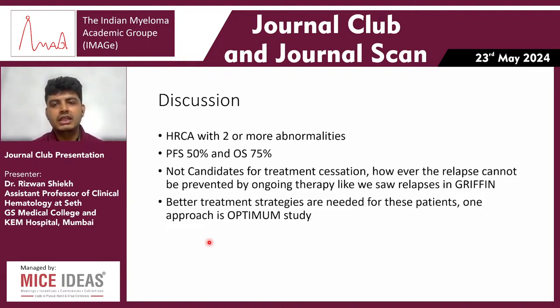So currently, the authors' conclusion was that we cannot give treatment-free remission to patients who have 2 or more abnormalities, because the PFS is around 50% and OS is 75%. However, I think we need better treatment modalities for this set of patients. But more than 80% of newly diagnosed patients will not belong to this group. So for those patients, I think half of them can be taken up and given MRD-guided treatment-free remission, at least for the amount of follow-up we have.